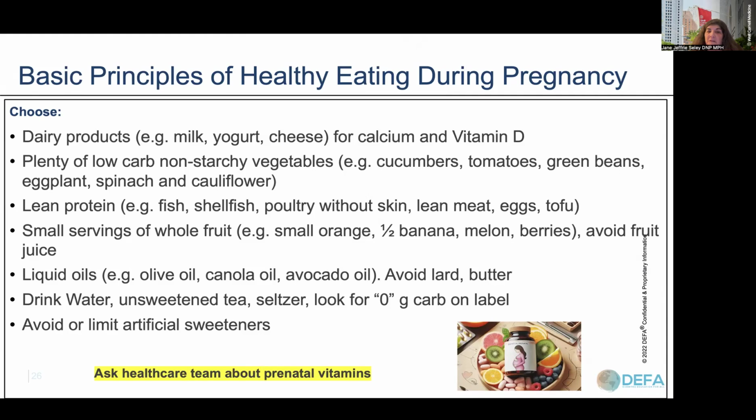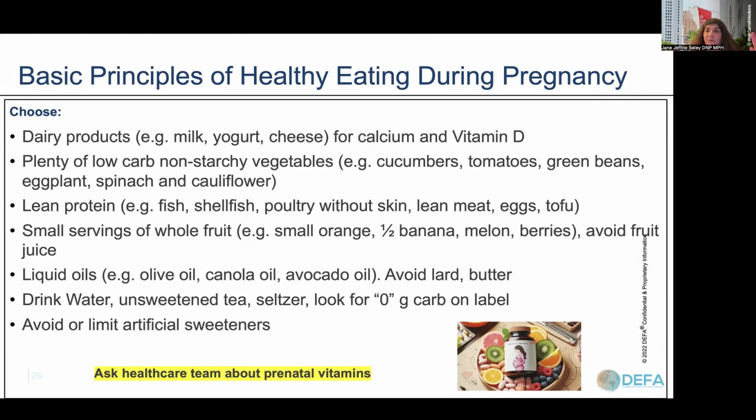Lean protein, like fish, shellfish, poultry, eggs, tofu, all of these things are fine and will help the carbohydrate take longer to break down, as will fat. Small servings of whole fruits, so remember to measure the fruits, and that melon and berries are the better deal because you could eat more of it.